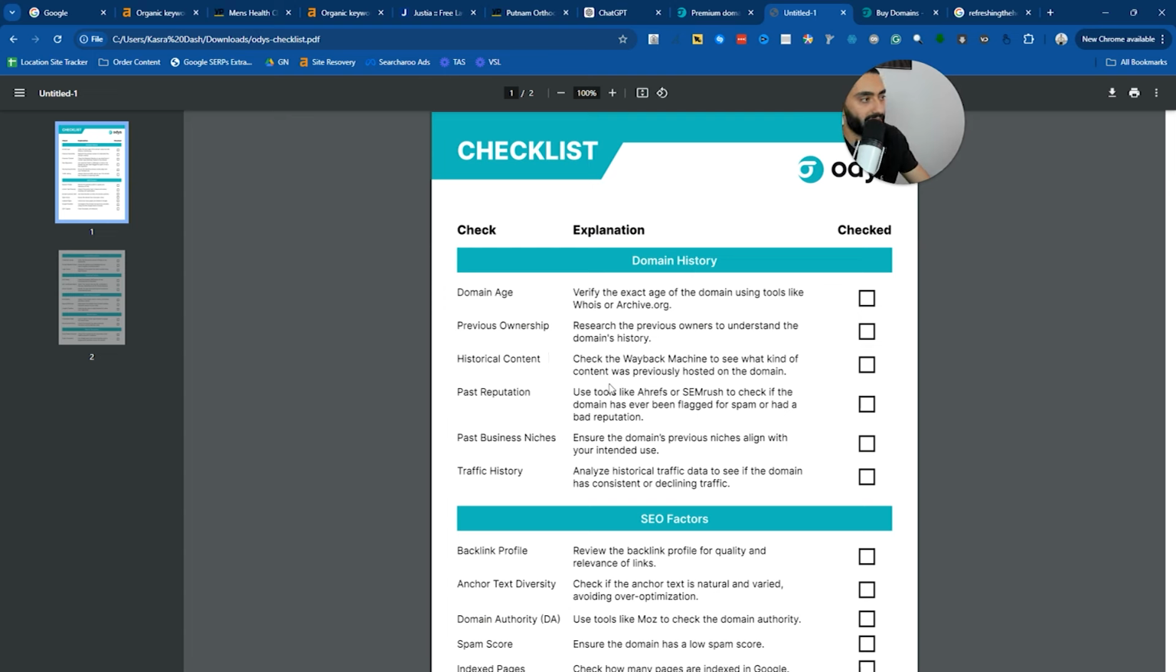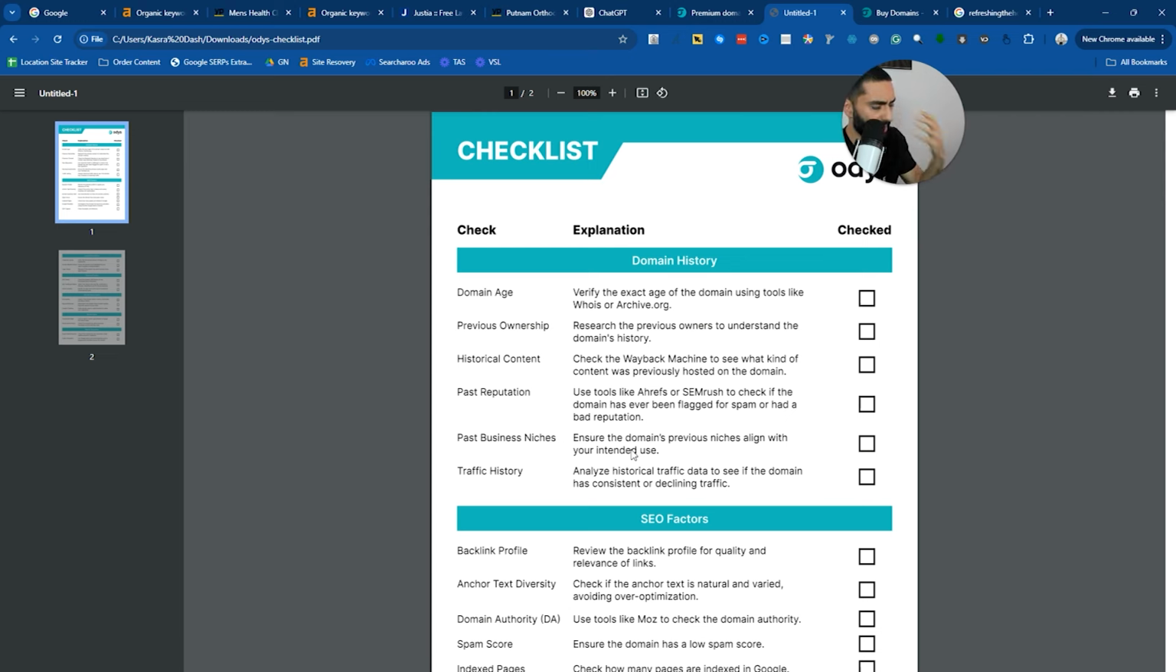Historical content. So again, if I had loaded up that domain on Wayback Machine and there was like foreign language, or potentially at some point the website got hacked, I just wouldn't purchase that domain. Past reputation, so again, past reputation's fine. Past business niches, so ensure the domain's previous niches align with your intended use.